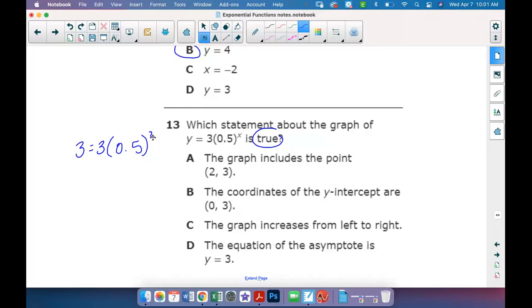Okay, so I actually don't need the calculator, right? You could do 5 to the second power is 25. So it's actually 3 times 0.25. And if you have 3/4, you end up with 0.75, right? So is 0.75 equal to 3? No, so A is out, okay?